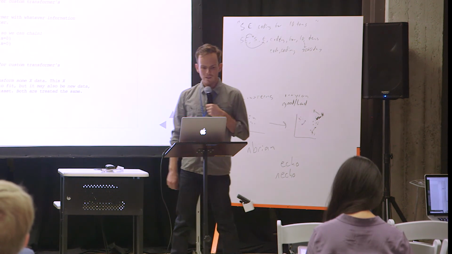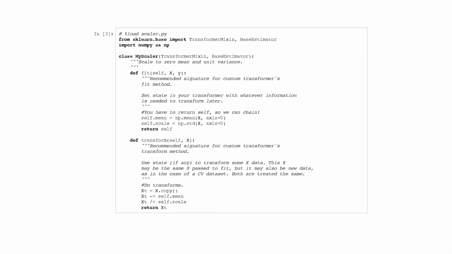Okay, so here is what I wrote for that problem. And I think that this is consistent with what I recommended earlier. We inherit from TransformerMixin and BaseEstimator. Then I just calculate the mean and scale. I save those as state on my scaler class. I don't even have to specify an init method here because there are no parameters for this transformer. And then at transform time, I copy the data, subtract the mean, and divide by the scale.